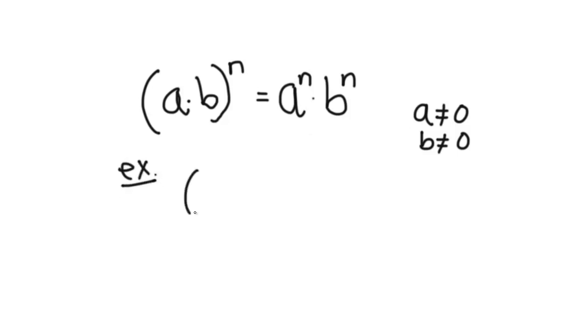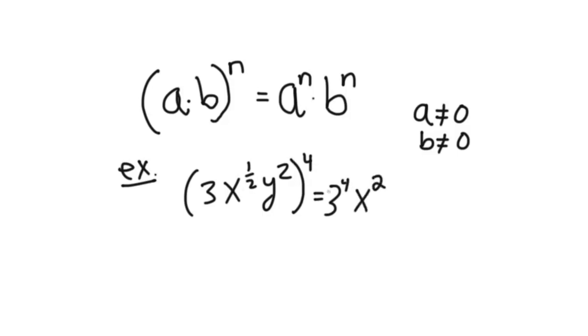So let's take a look at an example. Let's say we have 3x to the 1/2 times y squared, and all of that's being raised to the 4th power. So looking at this rule, I'm going to take the 3 and raise it to the 4th. And I'm going to take the x, raise it to the 1/2 times 4, which is 2, because that's half of 4. And I'm going to raise y to the 2nd, but then you multiply the 2 with the 4, you get y to the 8th.